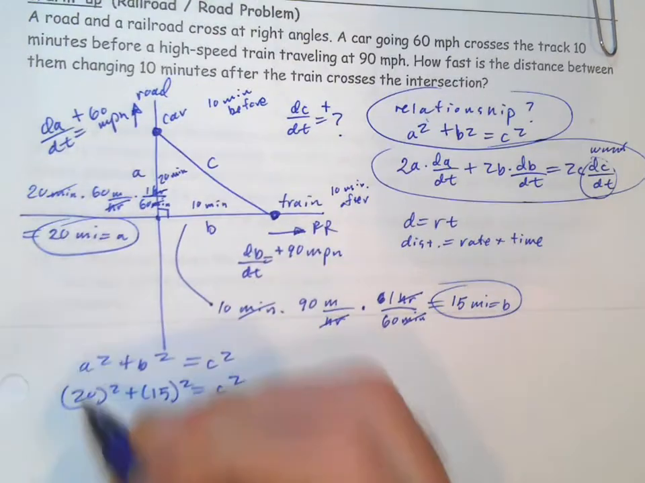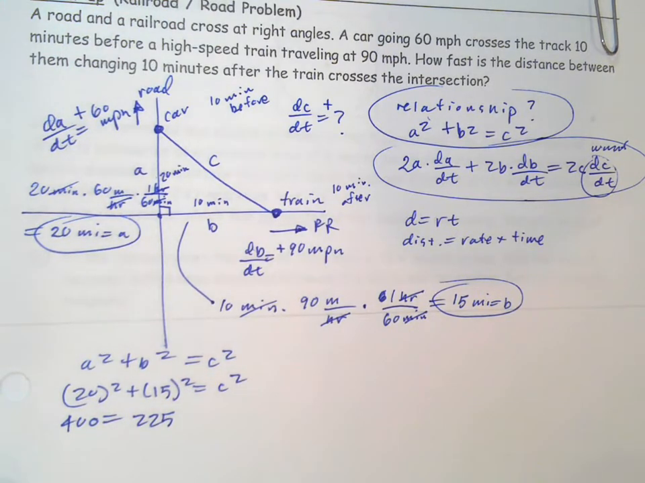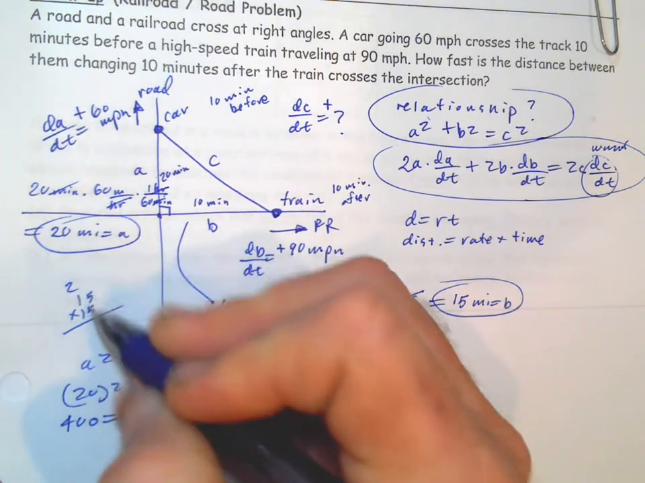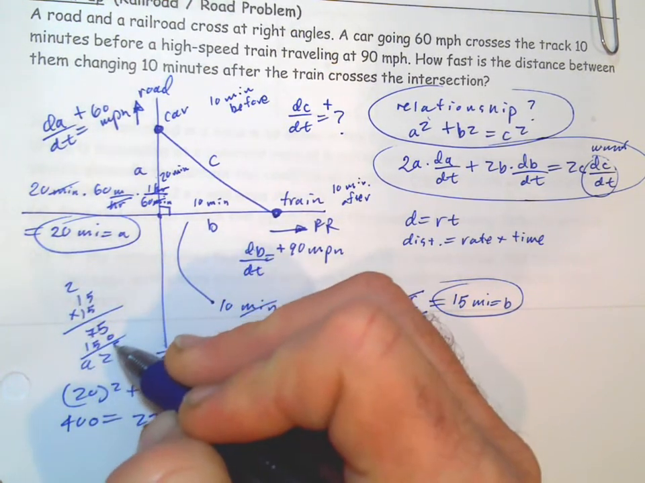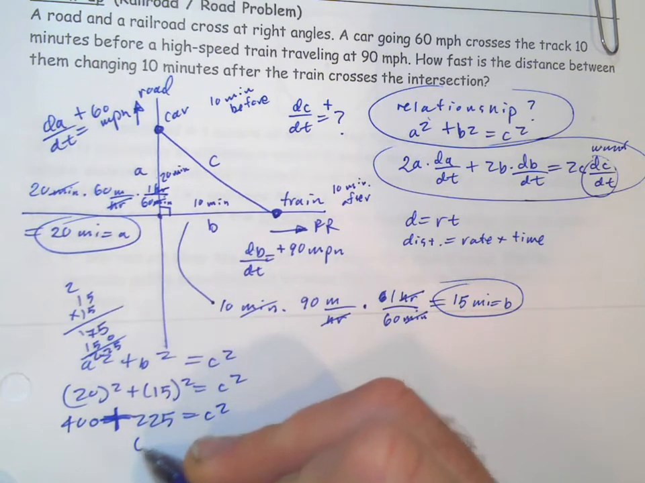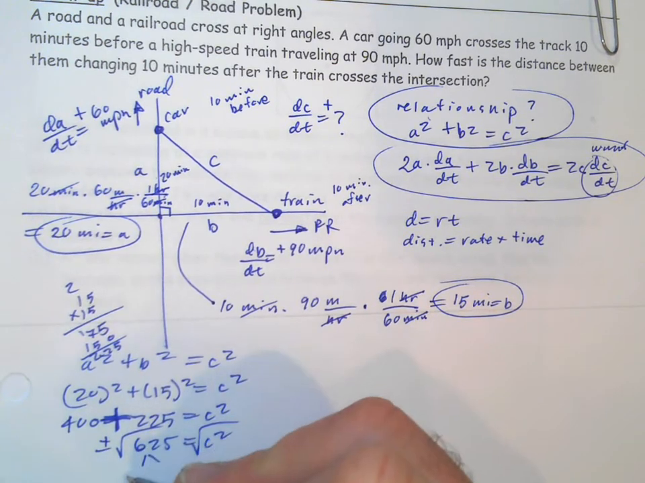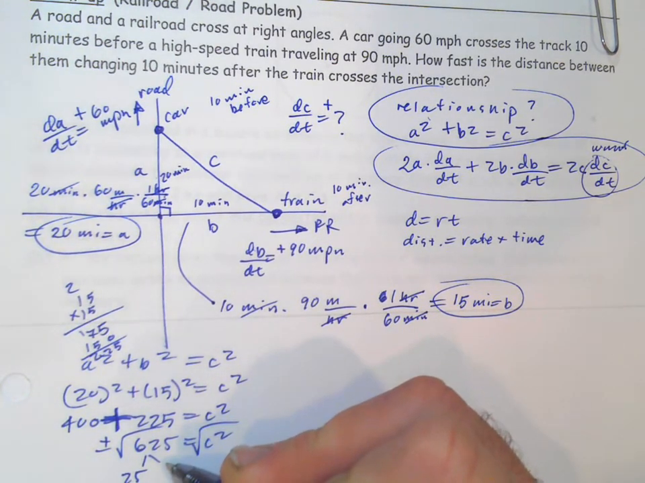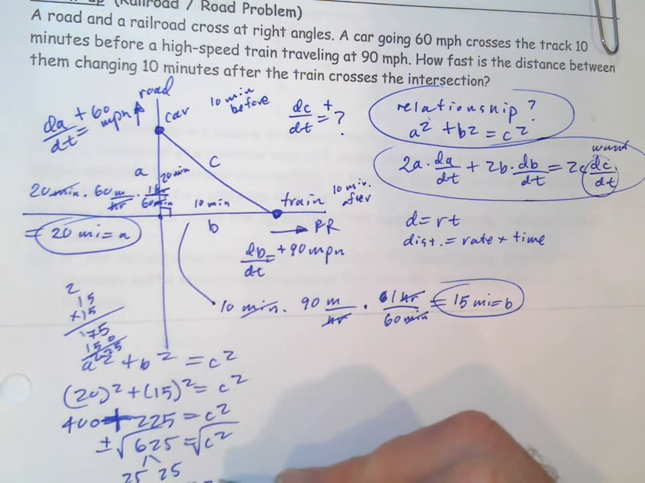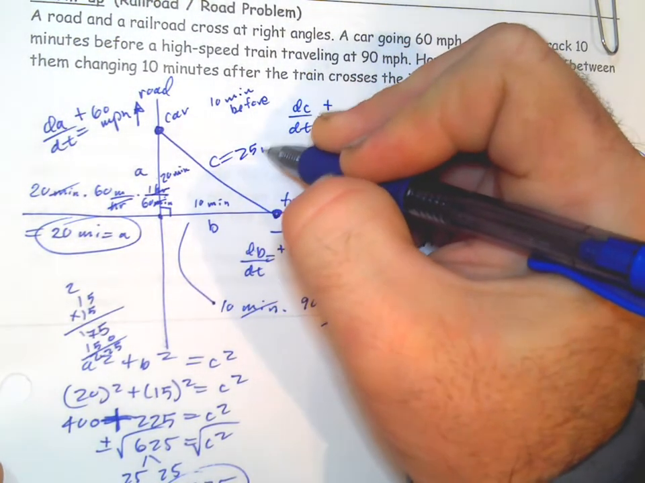So doing a little more work. 400 plus 225, 15 squared. If you have to, you can do a little work on the side: 5 times 5 is 25, carry the 2, and so on, 225. So that's 625. And then you take the square root of both sides, plus or minus. Now, I think that's a perfect square, but I could always break it down. It's 25 times 25. Perfect. So C is 25 at the moment we're being asked.